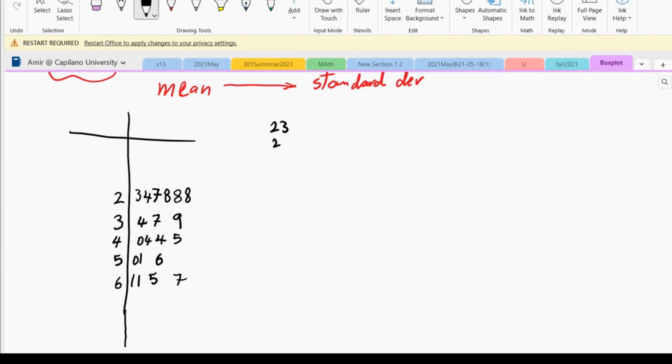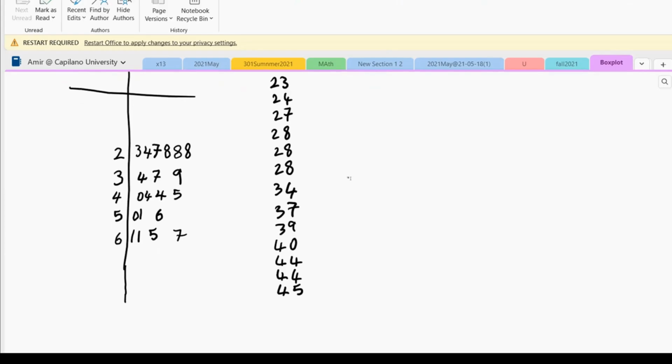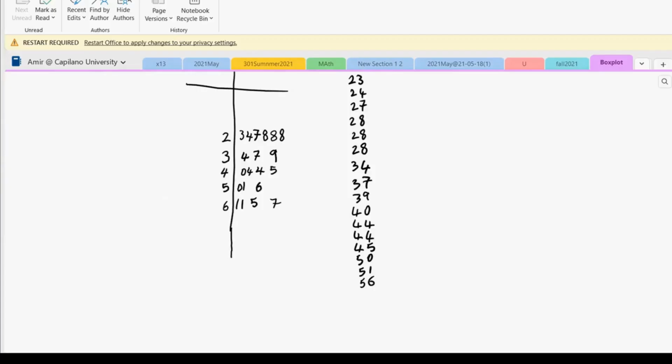23, 24, 27, 28, 28, 28, 34, 37, 39, 40, 44, 44, 45, 50, 51, 56, 61, 61, 65, and 67. Now we have all of our numbers.